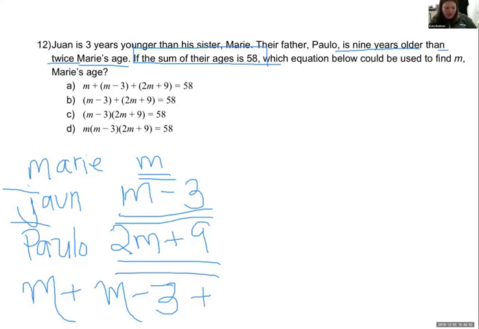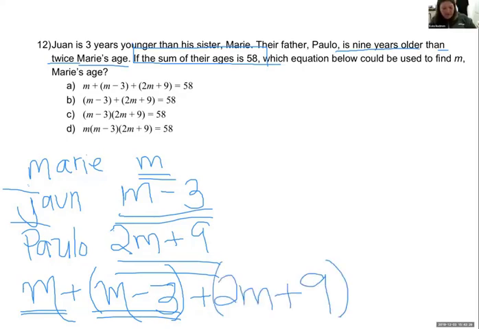Cool. And we're supposed to sum those, so I need to add those with Paulo. How old did you say Paulo was? So does it say m plus m? Right now it does. M plus M minus 3. This is me just saying there's Marie's age, M. There's Juan's age, M minus 3. And I want to sum that with Paulo's age. What's Paulo's age? 2 times m plus 9. 2m plus 9. Okay, and we said that the sum of all those is 58. Can you see which one of them makes sense? Yes, number 8. Absolutely. We have Marie's age summed with Juan's age, summed with Paulo's age, and it's equal to 58.